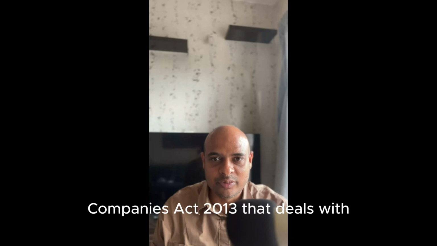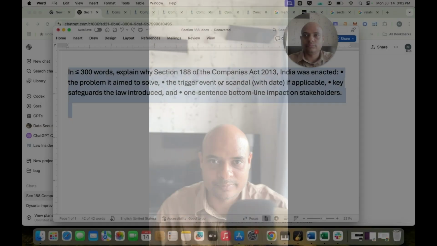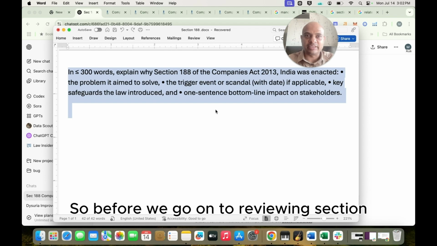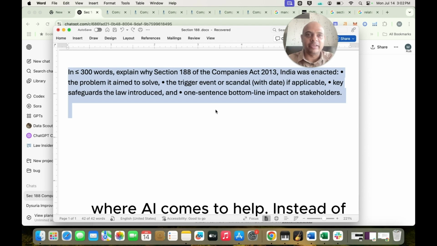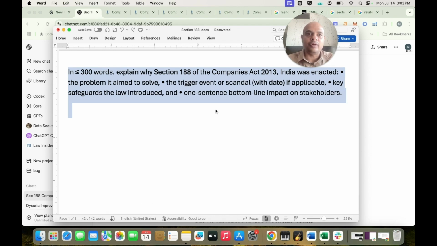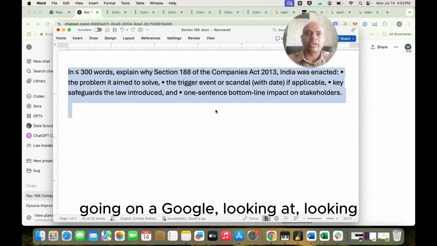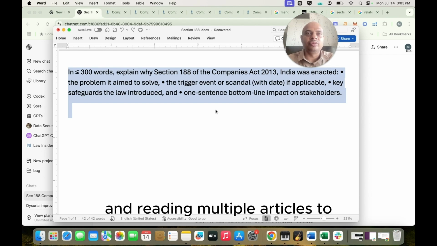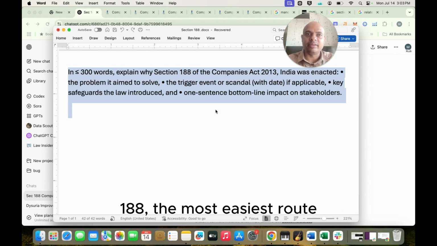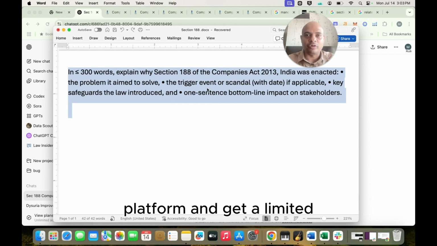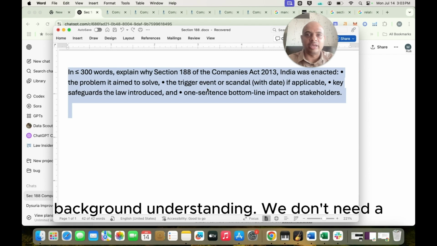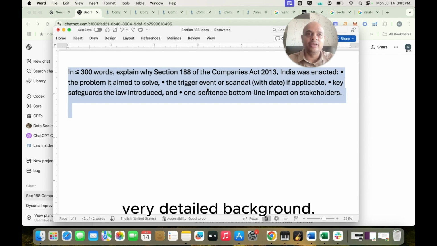As an example, let's look at Section 188 of the Companies Act 2013 that deals with related party transactions. Before we go on to reviewing Section 188, we need to get background and context of Section 188. Now, here is where AI comes to help. Instead of going on Google and reading multiple articles to build that background prior to reading 188, the easiest route would be to use any AI platform and get a limited background understanding. We don't need a very detailed background.